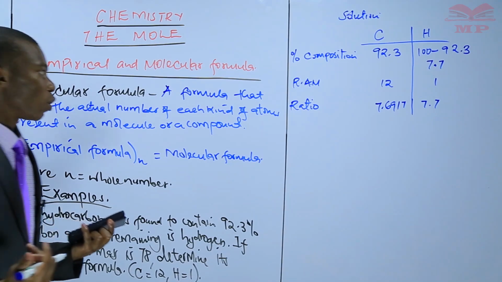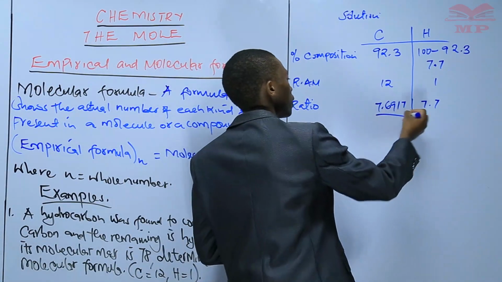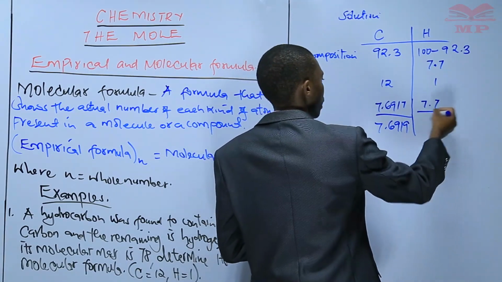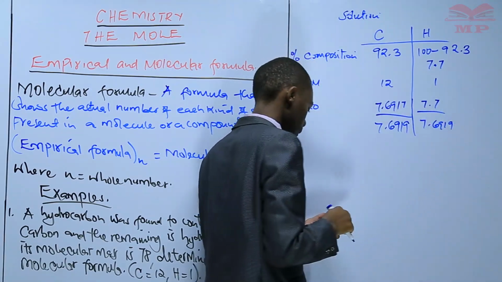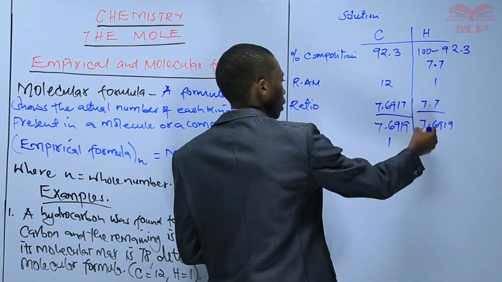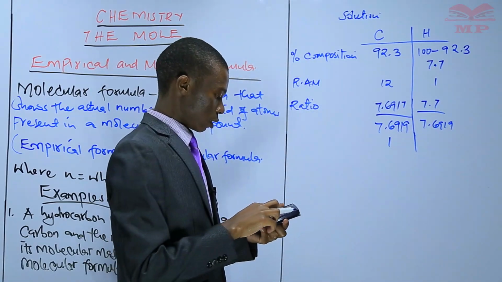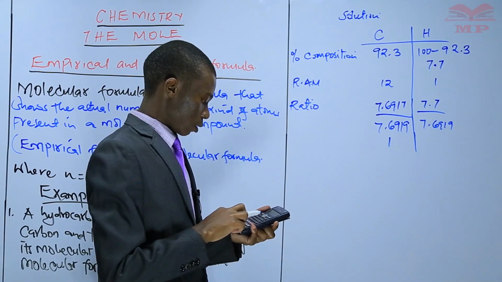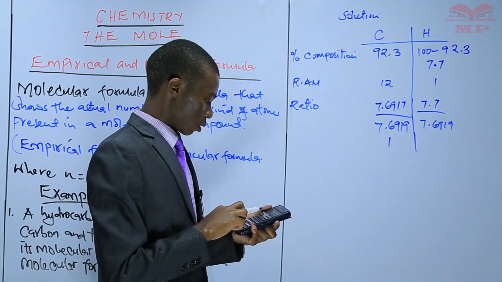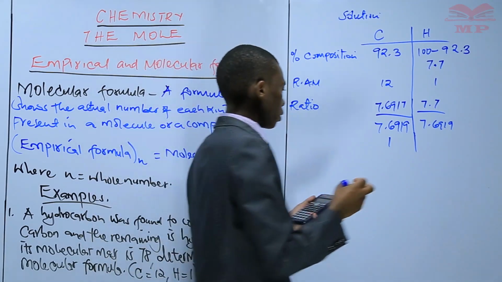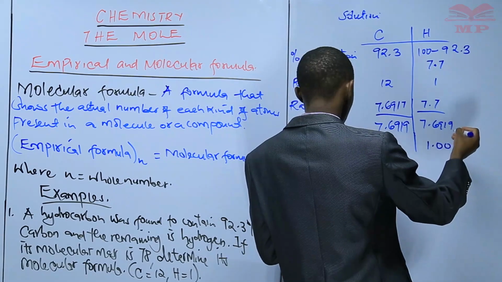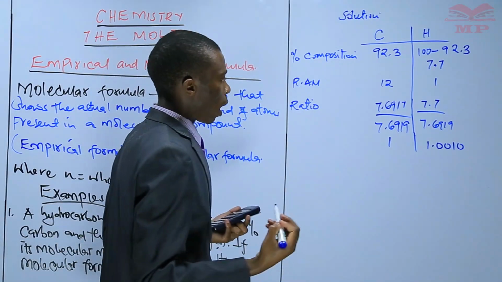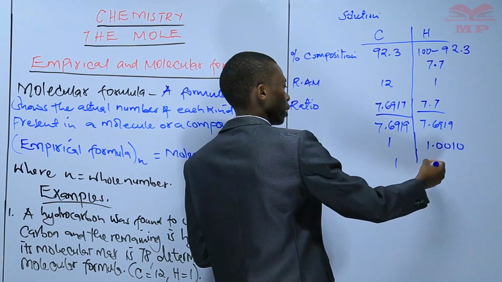Again, we divide by the smallest. The smallest in this case is 7.6917. When you divide this, you'll get 1. And for hydrogen you're getting 1.0010. That is just equivalent to 1. Therefore, the ratio is 1:1.